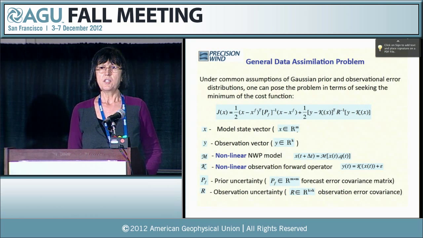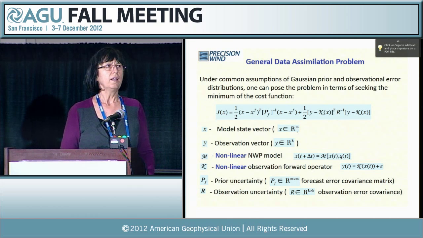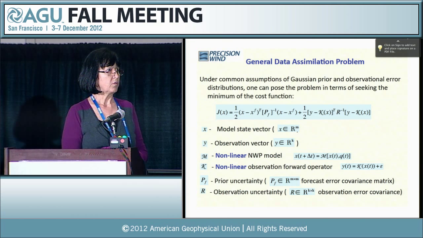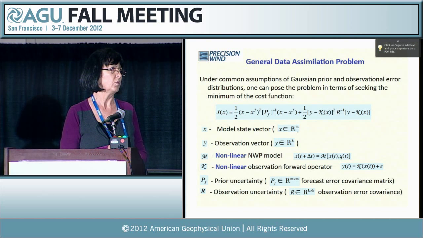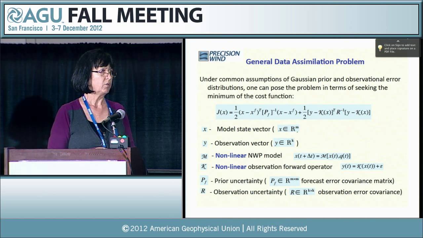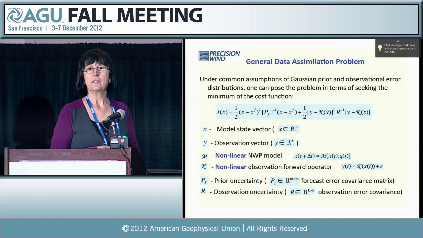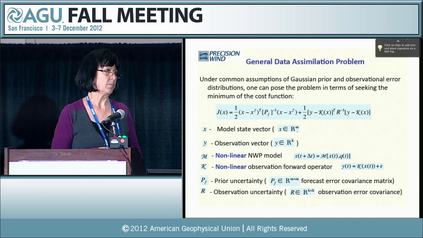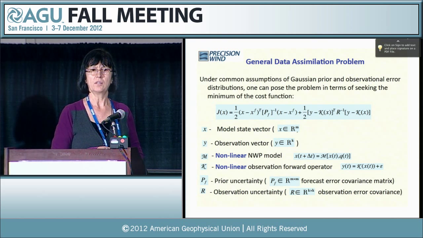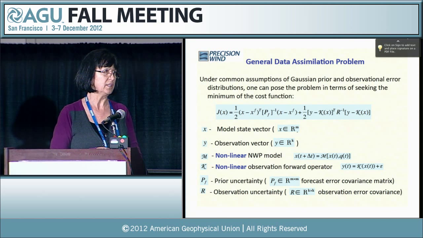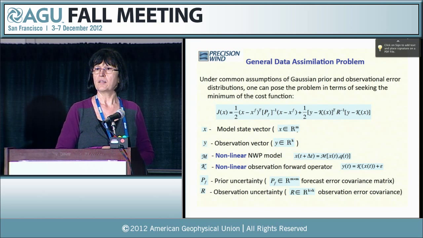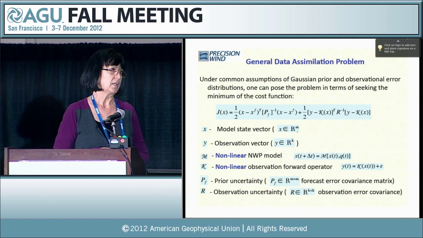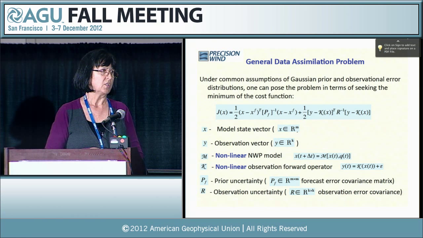General data assimilation problem can be defined in terms of seeking the minimum of the cost function, which is familiar to all of you, I'm sure. But what I would like to point out, we use a nonlinear forecast model, a numerical weather prediction model. We would like to respect the nonlinearity of this M operator, and also we fully respect the nonlinearity of the forward observation operator.